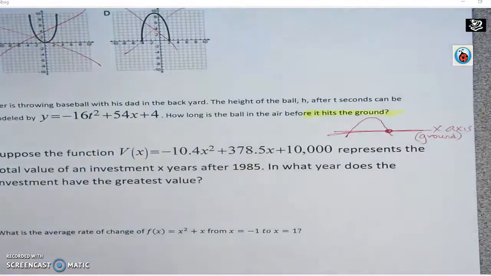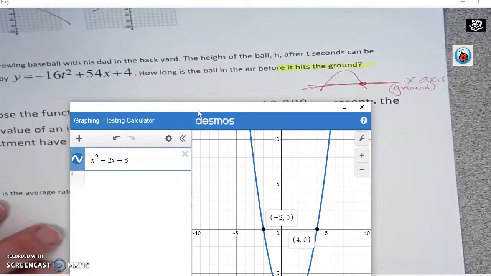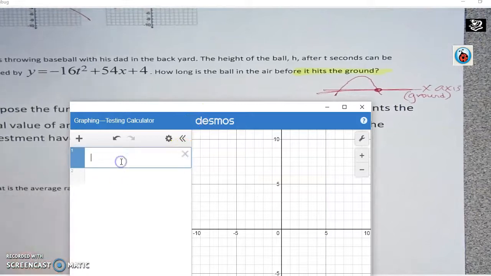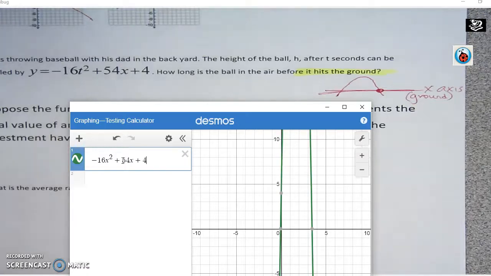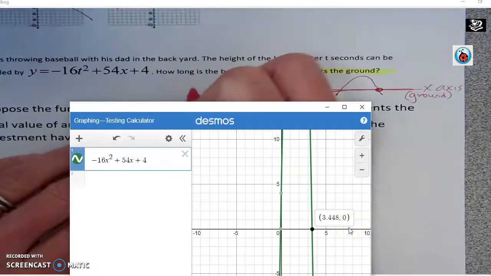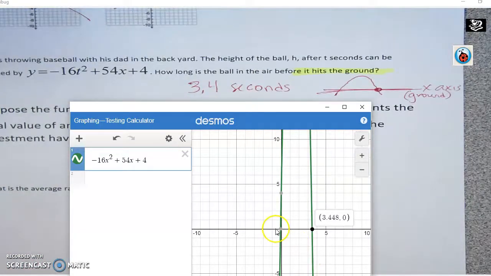So let's put this one in Desmos. Remember, in Desmos, you cannot use t. You need to use an x. And so how long is it in the air before it hits the ground? It hits the ground at 3.4 seconds. Remember that you wouldn't click this one. That one's negative. You cannot have negative time.